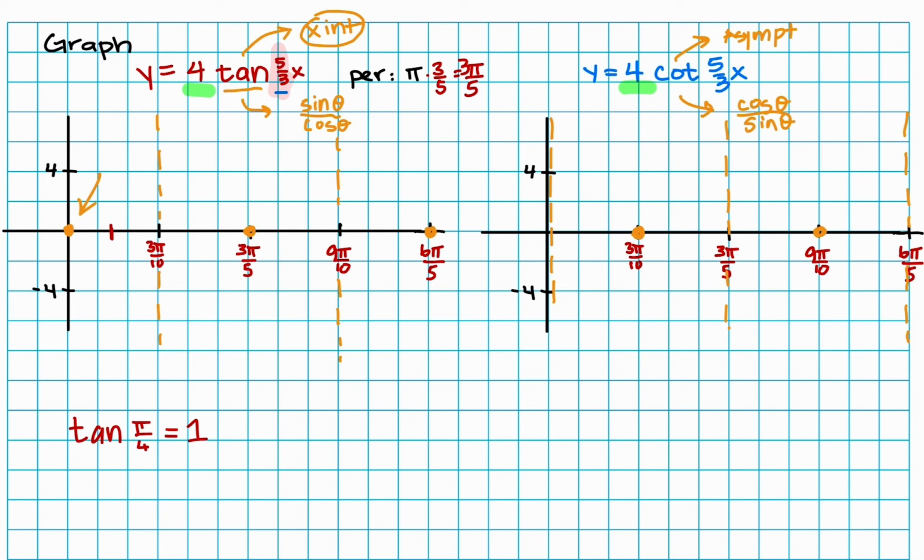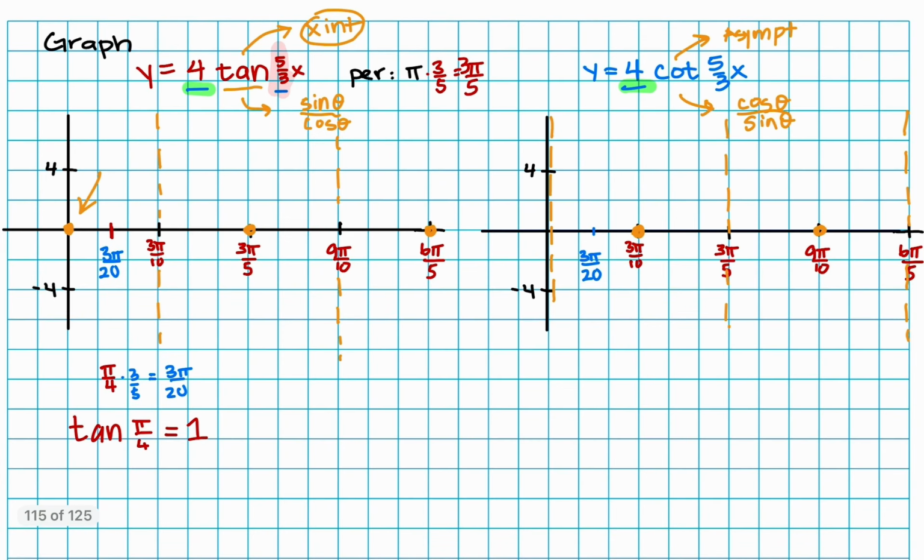Now, traditionally, that was pi over 4. But remember, we have a horizontal shrink by a factor of 3/5. So we're going to multiply this by 3/5 to find out what that actual value is. And it comes out to 3 pi over 20. So now I know that my halfway point is going to happen at 3 pi over 20, and that's going to be true about my cotangent function as well, 3 pi over 20. Normally they go up to 1, but because of the vertical stretch by a factor of 4, they're going to go up to 4.